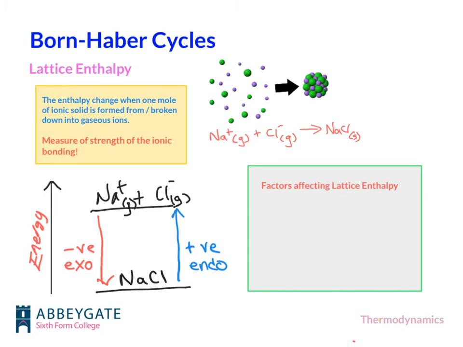So if lattice enthalpy is a measure of the strength of the ionic bonds and the ionic bonding, then it would make sense that different things can affect the size of the lattice enthalpy. There are 2 main factors that come into play here. The first one is the size of the charge, so the charge on the ions. And the second one would be the size of the ions.